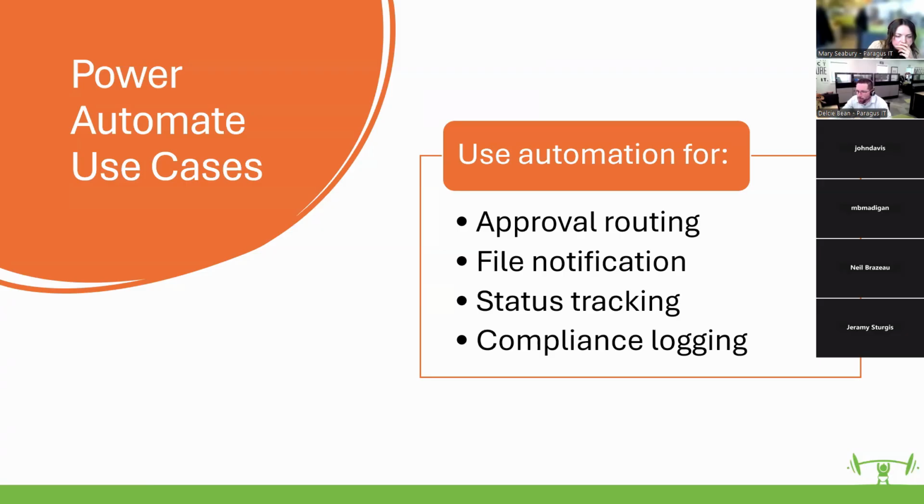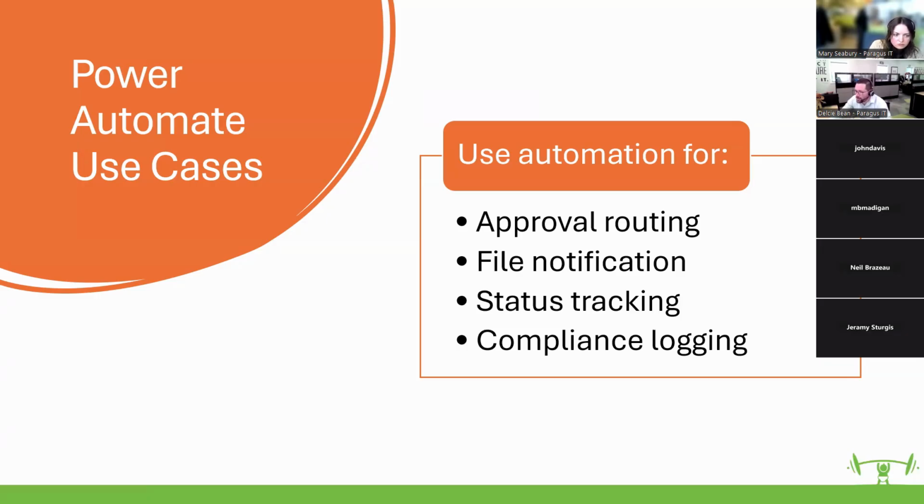Approval routing is one of the most common and impactful use cases. Instead of emailing documents back and forth or relying on someone to remember to review a file, automation can ensure that when a document reaches a certain stage, such as ready for approval, it is automatically routed to the appropriate reviewer. This reduces delays and eliminates ambiguity around who is responsible for the next step.